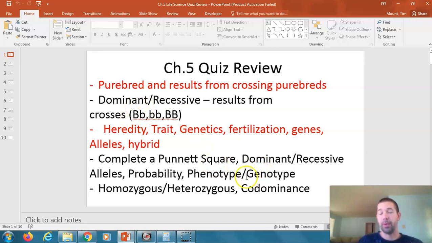And then codominance was in your questions yesterday, with the feathers of the animal showing that both colors showed up, the black and the white colors. That'd be codominant, meaning neither one was dominant over the other one.